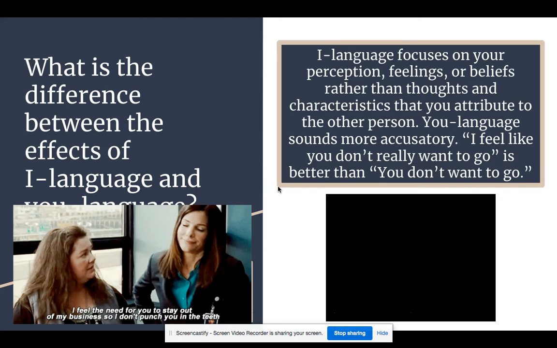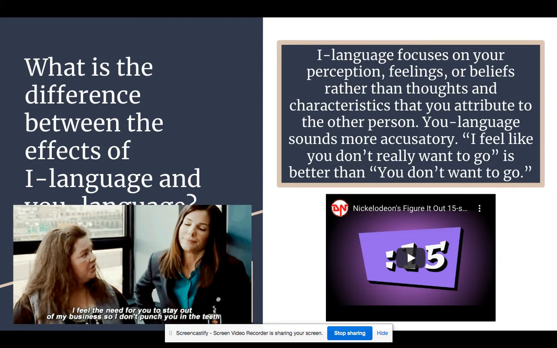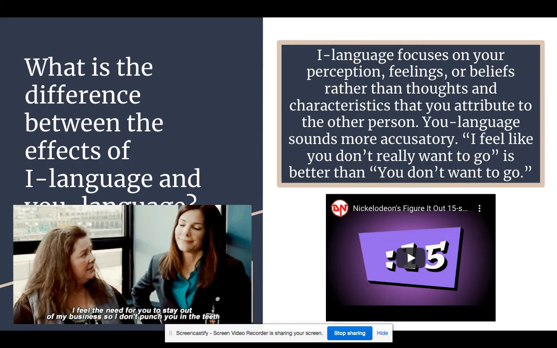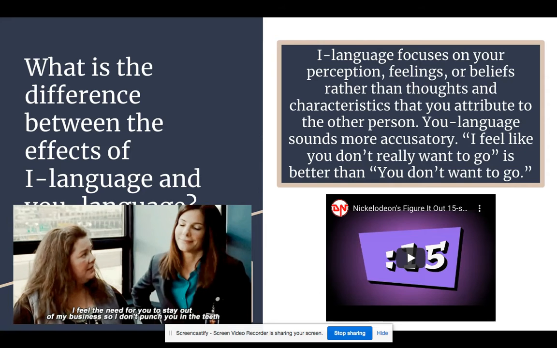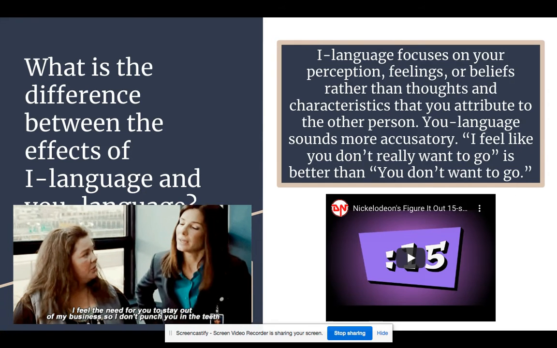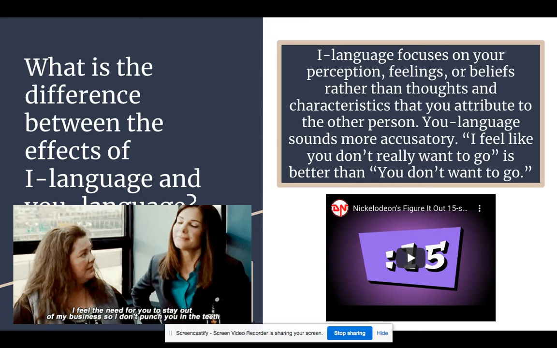So, I language focuses on your perception, your feelings, your beliefs, rather than thoughts and characteristics that you attribute to the other person. You language comes off as much more accusatory. So, if I'm like, hey, I feel like you don't really want to go, it's like, yeah, hey, that's how I'm perceiving it. Could be wrong, but that's just how I'm receiving that information. Comes off much better than you don't want to go.